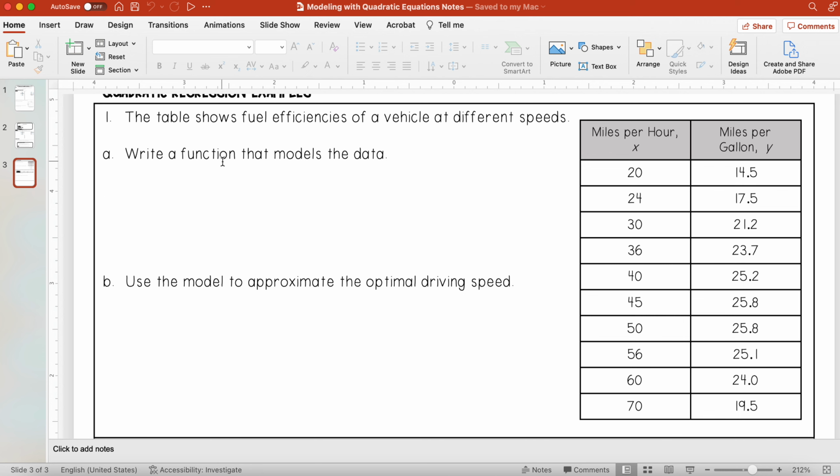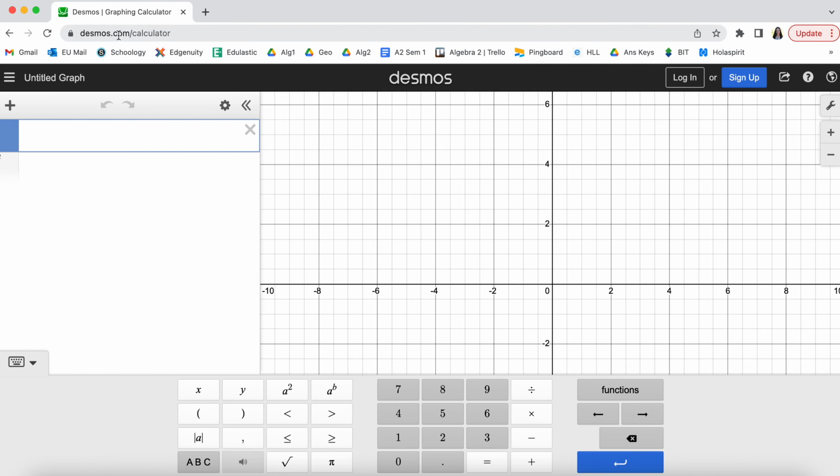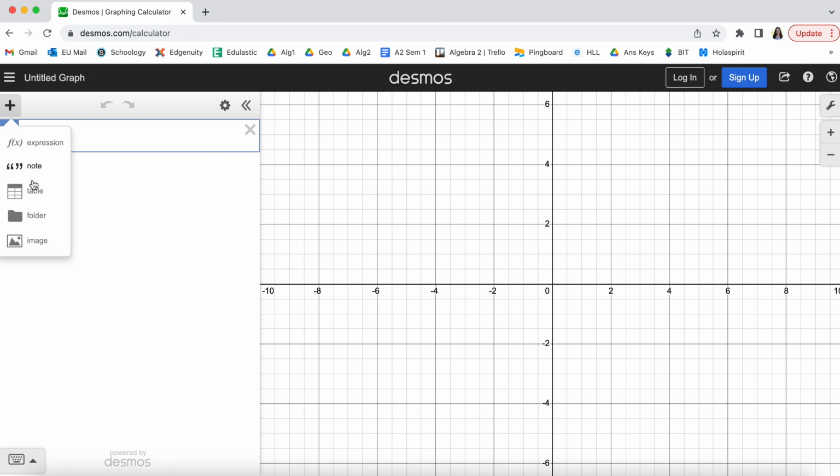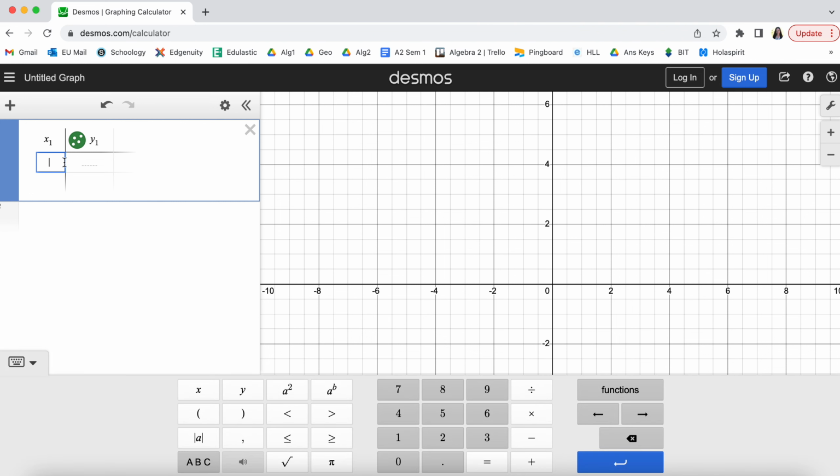To do this, I'm going to go over to Desmos and type this table in. If you go to desmos.com/calculator, you're going to hit this plus button, and then hit table, and then you're going to start typing in the table. I'm going to go ahead and pause the video, type it in, and then we'll finish the rest of the problem.